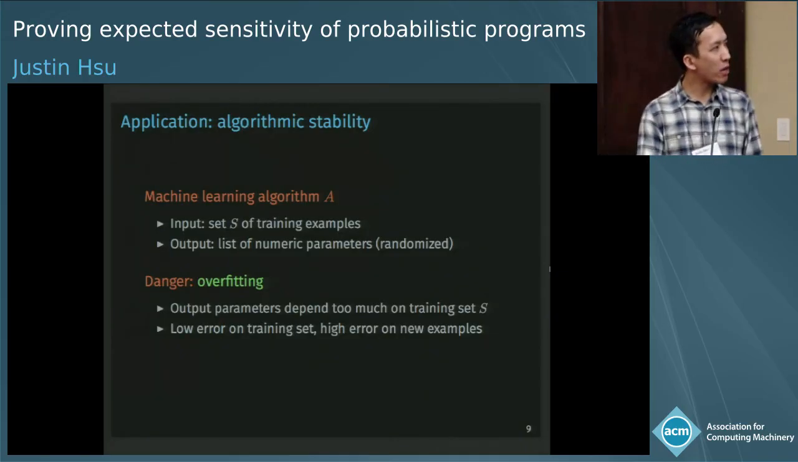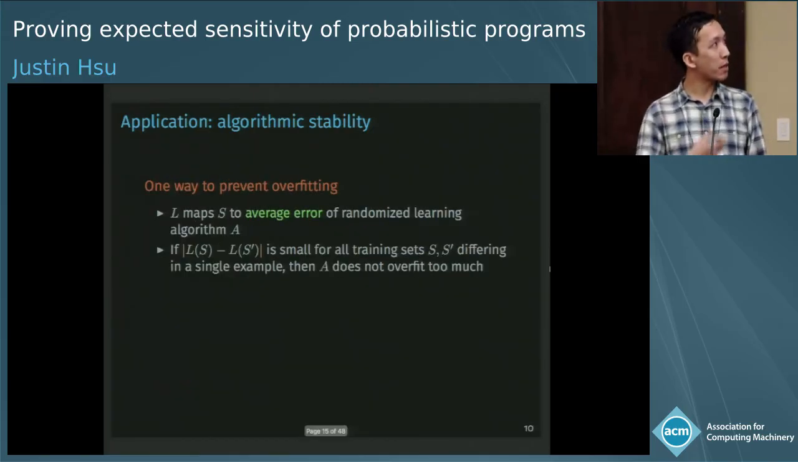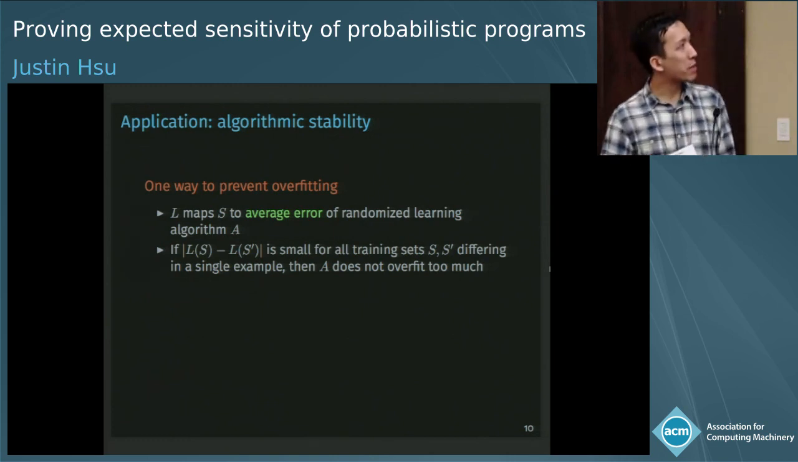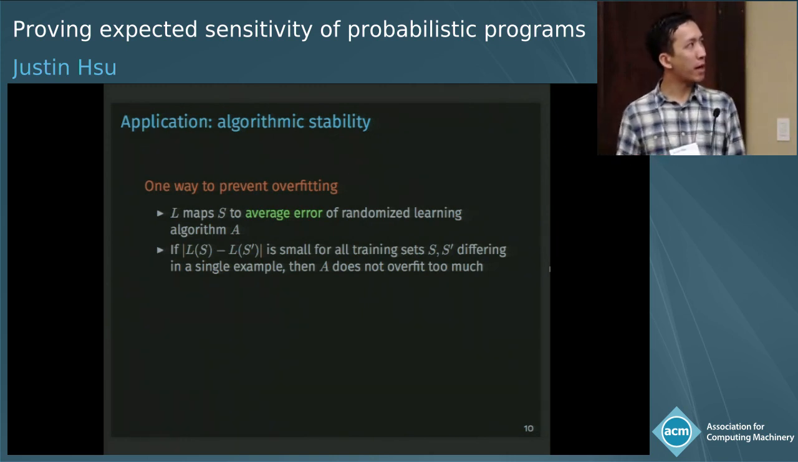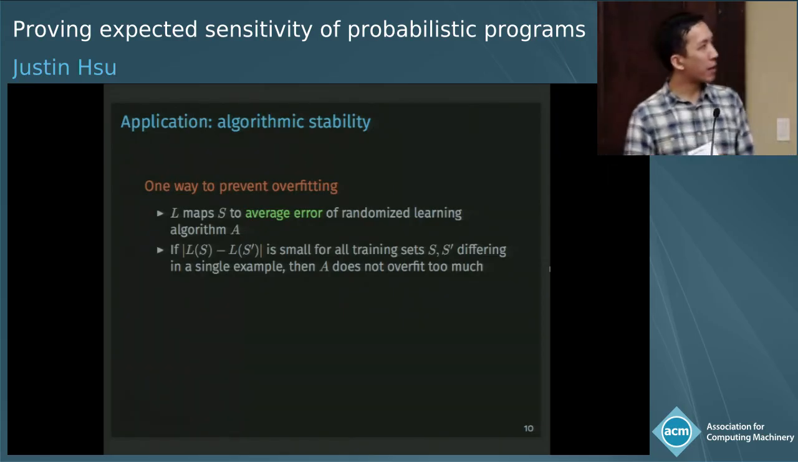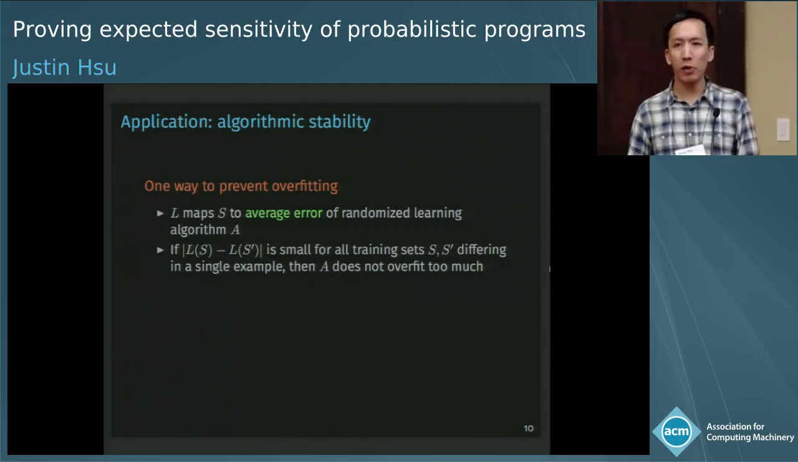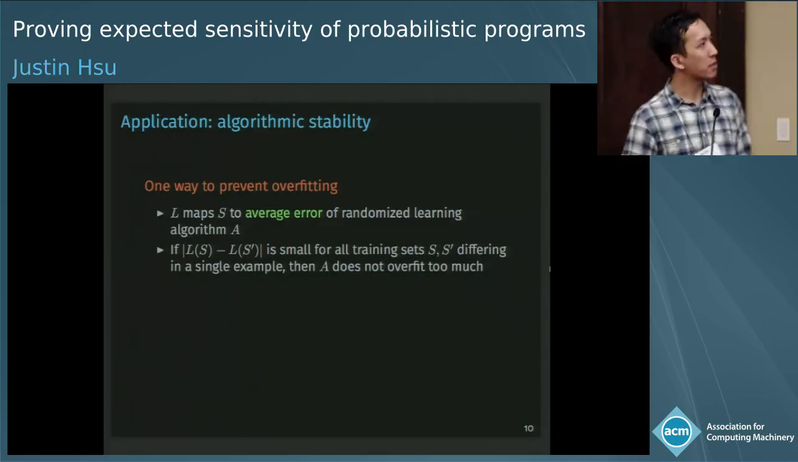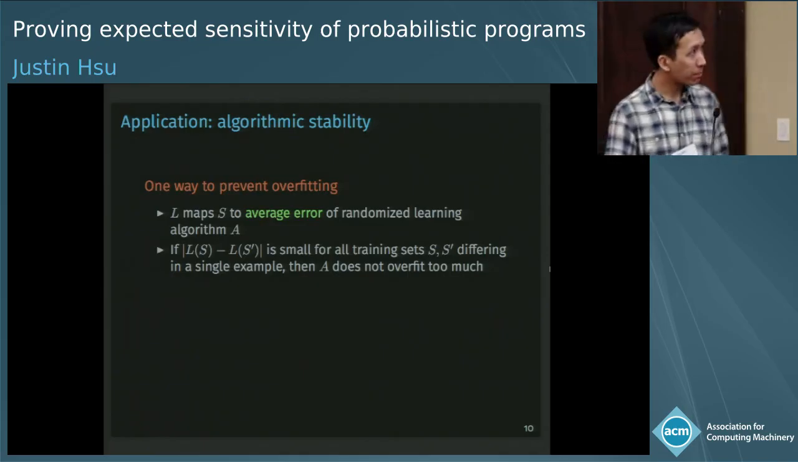And there are many ways to avoid overfitting. But one way is based on stability. So the idea is that if we consider a function L that maps the training set S to the average error of the machine learning algorithm on input S, which is, say, a real number, then if this average error is similar for similar training sets, it means that the underlying learning algorithm doesn't depend too much on any particular input, and therefore it will not overfit too much. So we can formalize this, but this is the intuitive idea.